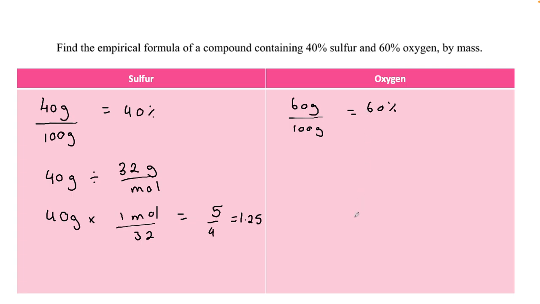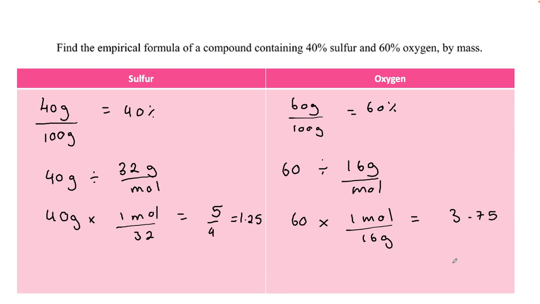I'm going to do the exact same thing on this side, but instead of using the molar mass of 32, I'm going to be using a molar mass of 16. So it's 60 divided by 16 grams per mole, and then dividing by a fraction means multiply by the reciprocal. So I'm going to have 1 mole over 16 grams. If I do that out in my calculator, I'm going to get 3.75.